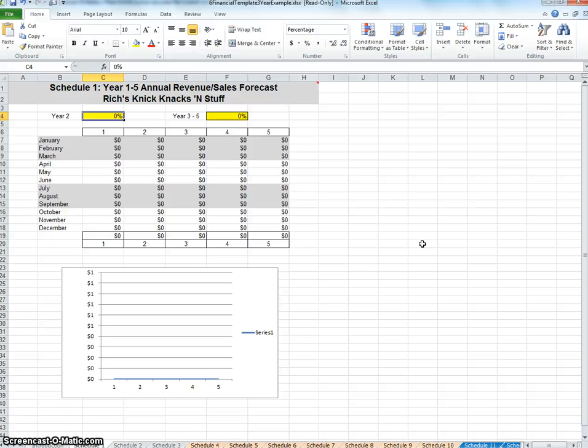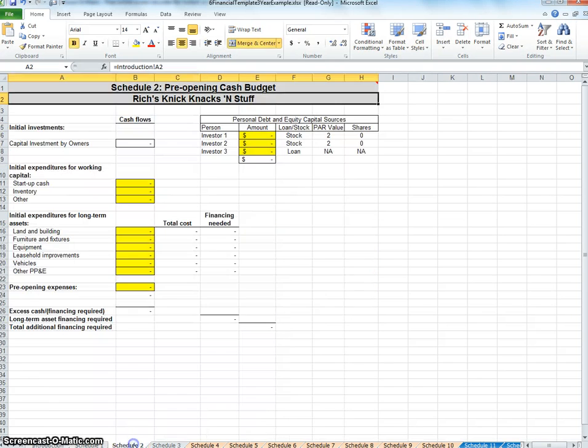So the first input in this yellow cell is annual revenue growth. So I'm just going to say, from year 1 to year 2, we're going to have a big uptick, and then we're going to have more normal growth, still pretty nice growth, in years 3 to 5 as we mature. So a very simple assumption.